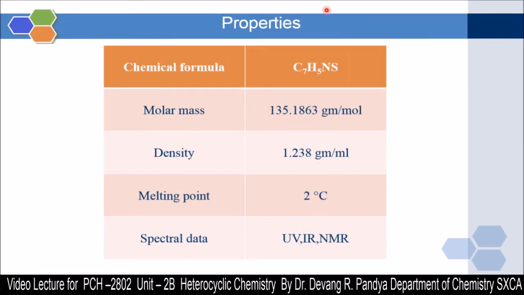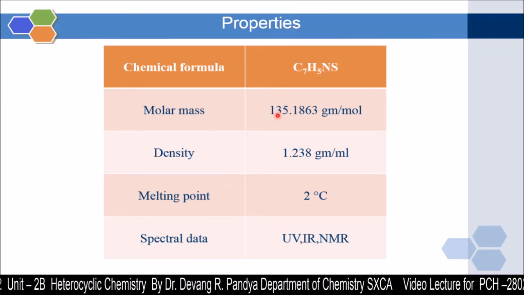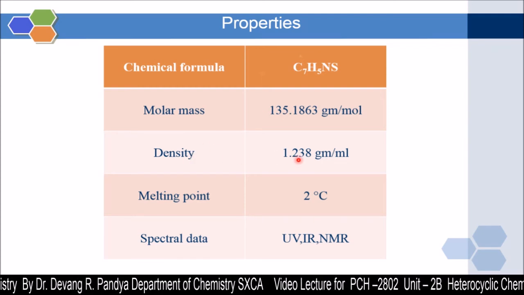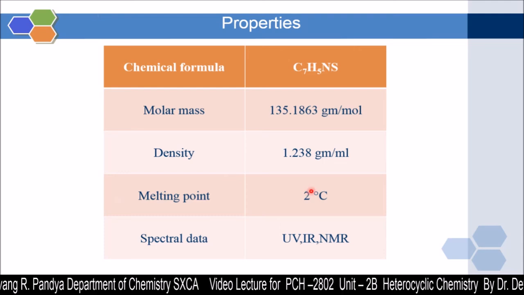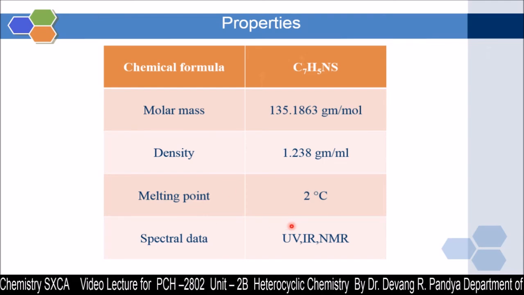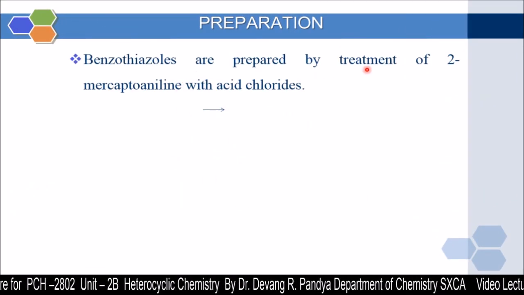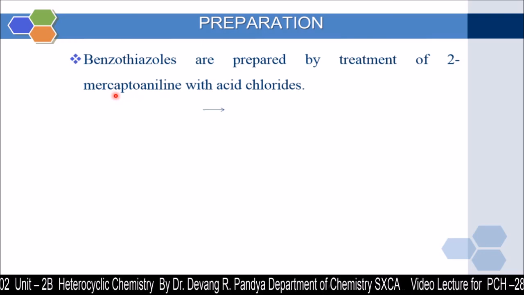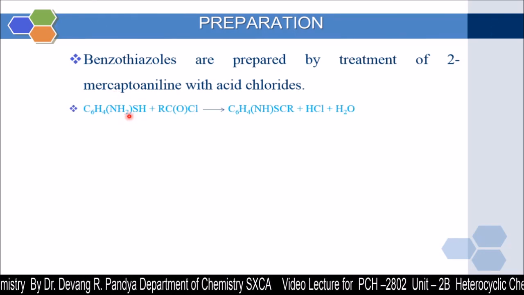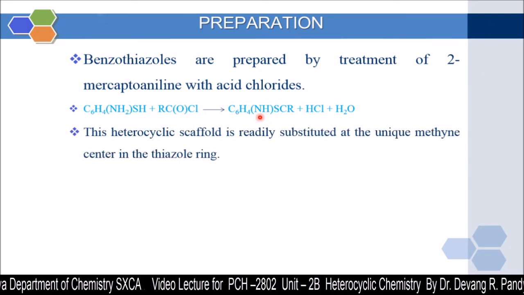Properties: the chemical formula is C7H5NS, molecular mass 135 gram per mole, density 1.238 gram per ml, melting point 2 degrees centigrade. Spectral data is available in UV, IR and NMR. Preparation: benzothiazoles are prepared by treatment of 2-mercaptoaniline with acid chloride. 2-mercaptoaniline with acid chloride is going to give you the substituted product.